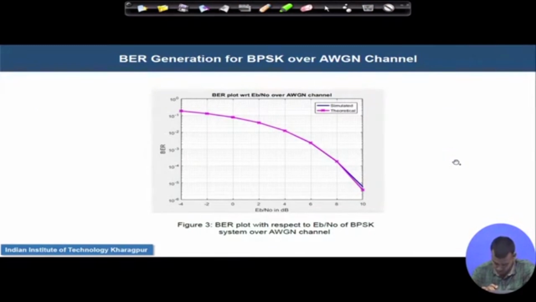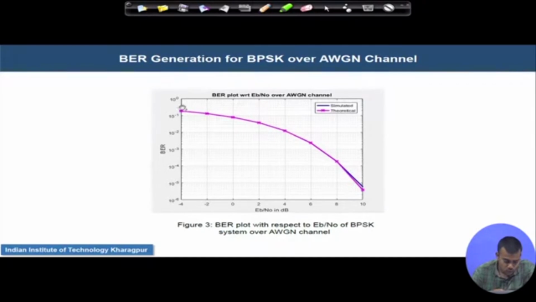This is the BER plot that we got after running that MATLAB code. The BER means probability of error on the y axis, and on the x axis Eb by N naught in dB. As you see, over the AWGN channel, the probability of error that we simulated and the theoretical probability of error are almost the same. That means you can evaluate this graph like this.